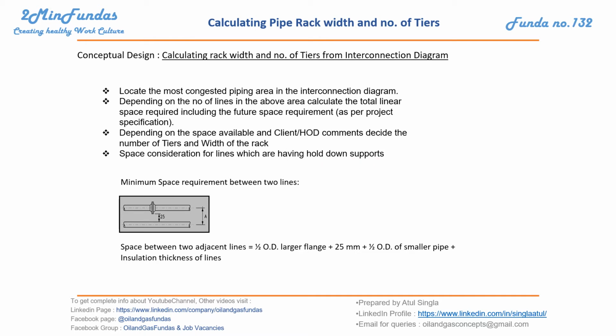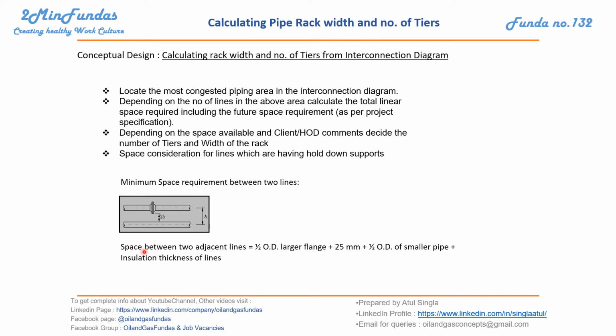Suppose there is a reciprocating compressor or reciprocating lines. If a pulsation vendor is there, based on the pulsation calculation, we require some hold down supports. And if you see, for hold down supports, we require some additional space. So that thing we need to consider while deciding the width of the pipe rack. Okay, so this is a small criteria.